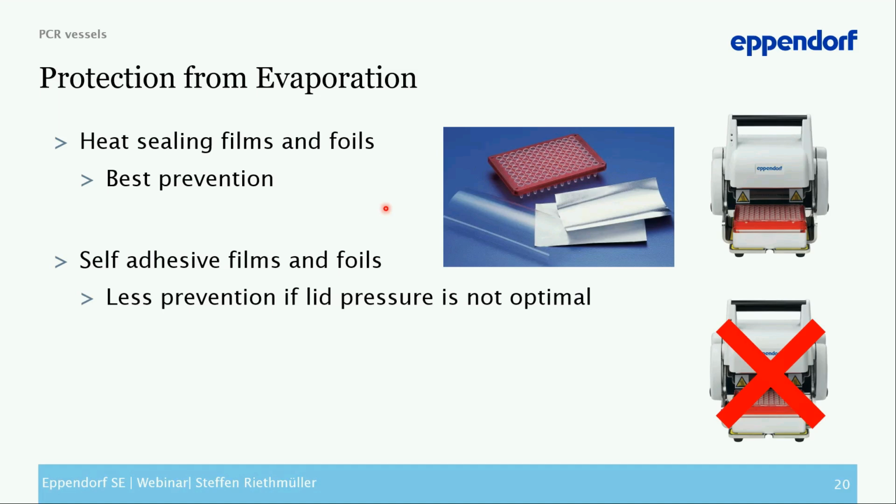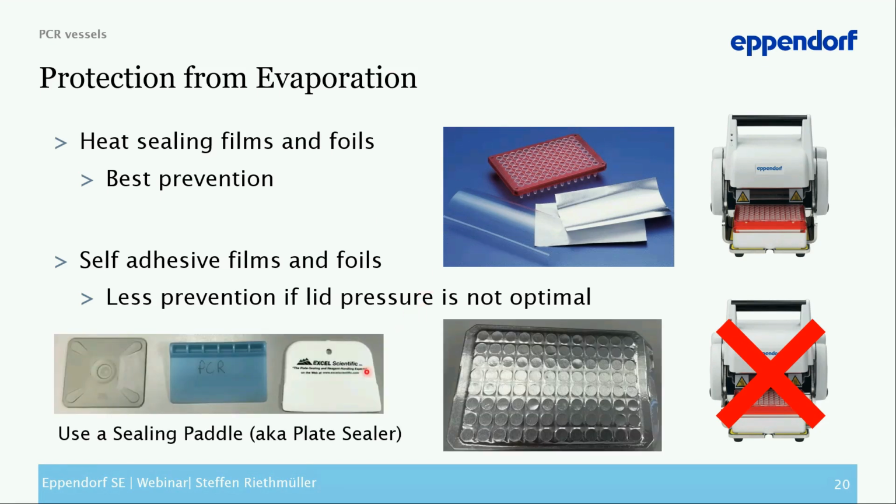But sometimes it's beneficial to use self-adhesive films or foils in case that you would like to add a reagent after the run or maybe in between, or you would like to store the sample for some hours and then resume with the next step. So then it makes sense to use self-adhesive films and foils, but they provide less prevention against evaporation. And that's why it's very important that these films and foils are applied well.